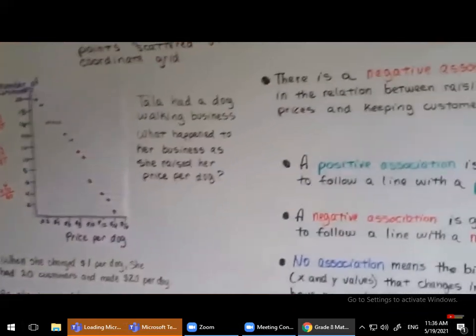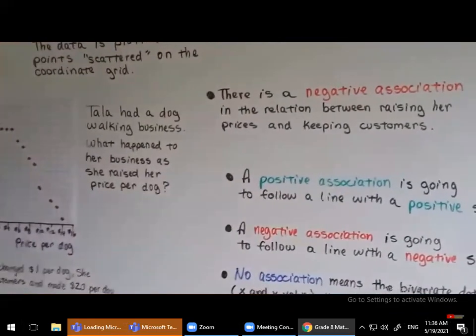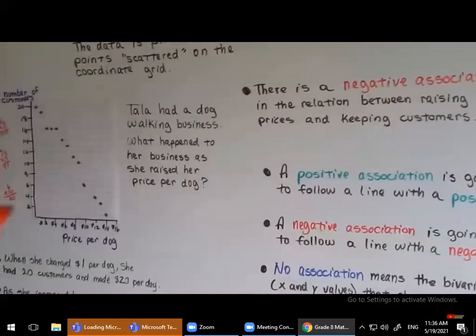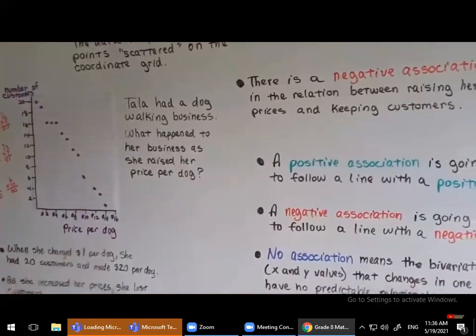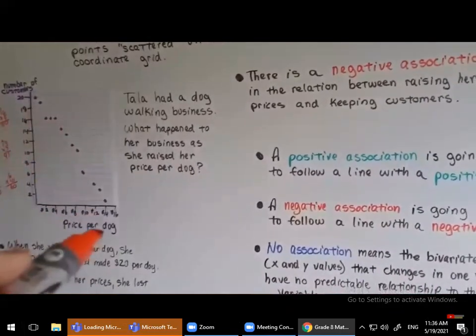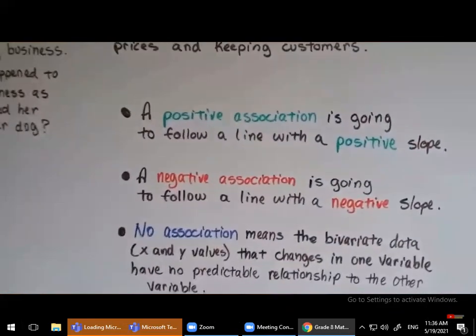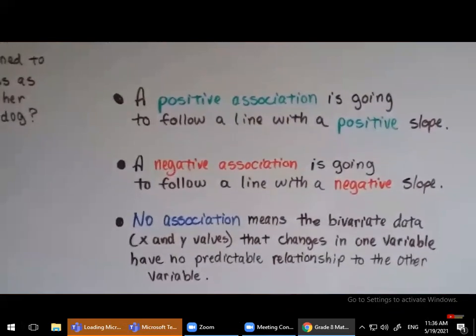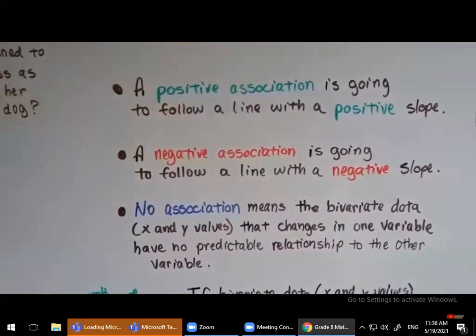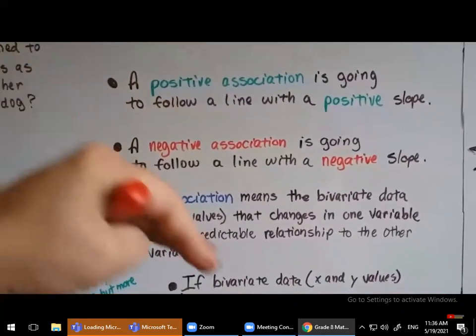Now, there's a negative association in the relationship between her raising her prices and keeping her customers. See that? That's a negative relationship, I mean, a negative slope coming down. A positive association is going to follow a line with a positive slope. A negative association is going to follow a line with a negative slope.